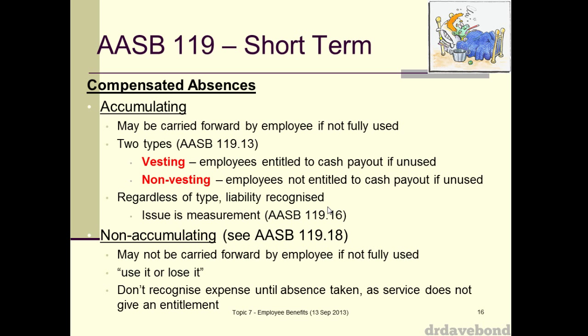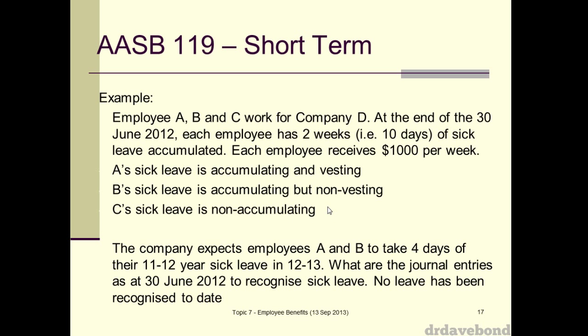We've already talked about non-accumulating, so we can move past that one. So an example of this, we've got three employees working at the company. Their leave conditions are all different. 2 are accumulating, but one's vesting, one's not vesting, and 1 is on non-accumulating leave. They all get 2 weeks of leave for the year. None of them have taken any leave this year. It's expected that A and B will take 4 days of their leave the next year. We don't really worry about C because theirs doesn't accumulate and it disappears.